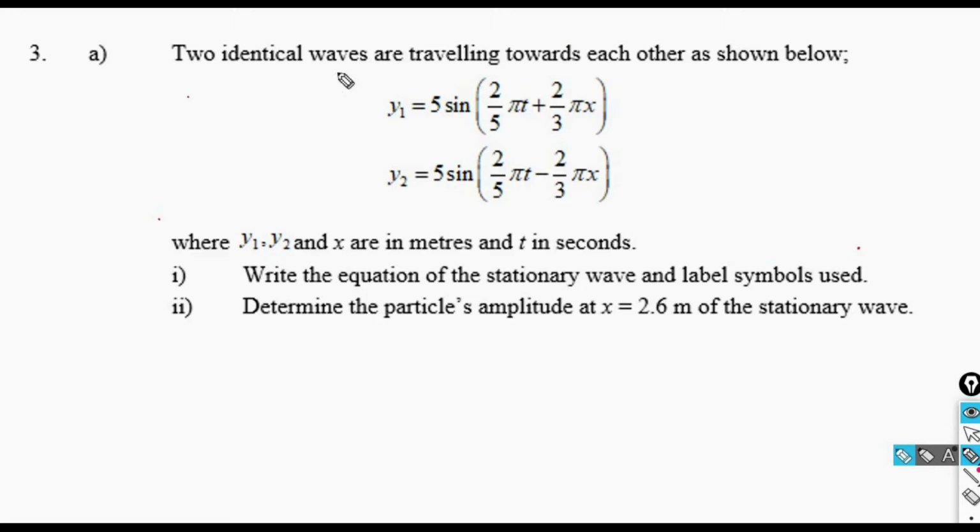3a. Two identical waves are traveling towards each other as shown below. y1 equals 5 sine (2 over 5 pi t plus 2 over 3 pi x). y2 equals 5 sine (2 over 5 pi t minus 2 over 3 pi x). Where y1, y2 and x are in meters and t in seconds. 1. Write the equation of the stationary wave and label the symbols used. 2. Determine the particle's amplitude at x equal to 2.6 meters of the stationary wave.